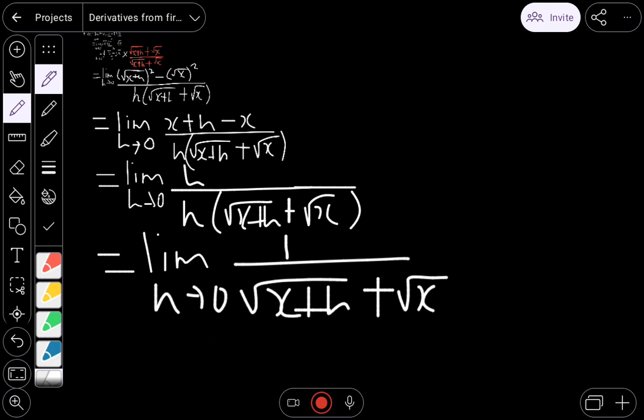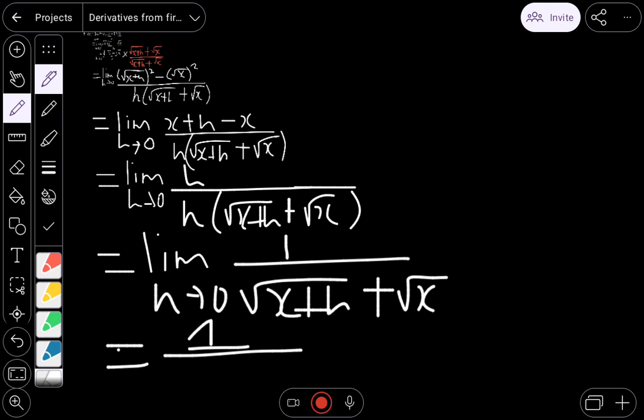So now I can substitute the h. In the numerator there's no h, so the answer is just 1. I'm no longer writing the limit because I've substituted h. In other words, it's the h approaching 0, and how will this expression turn out to be? For us to find that, we have to substitute h with 0.